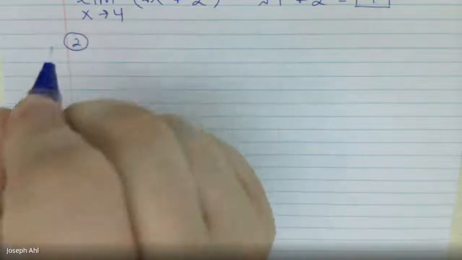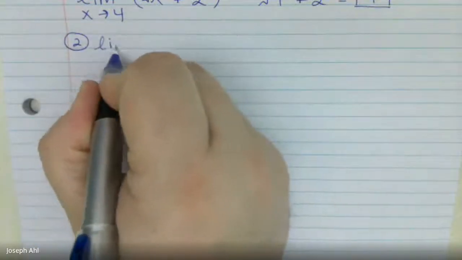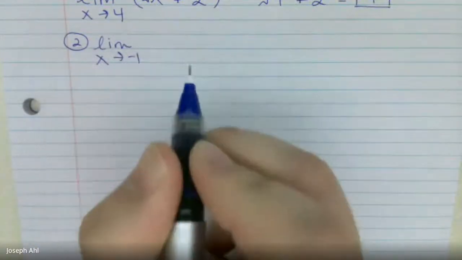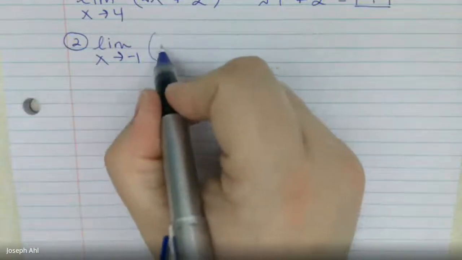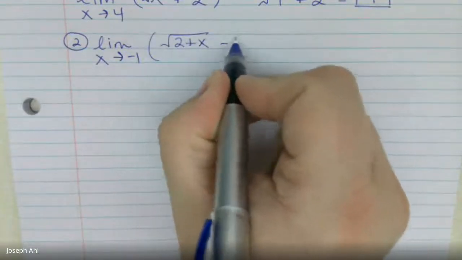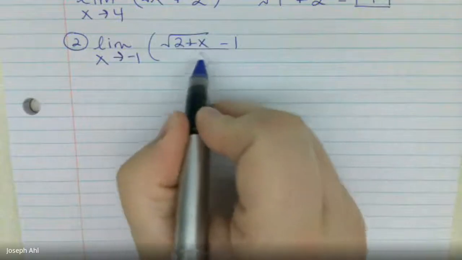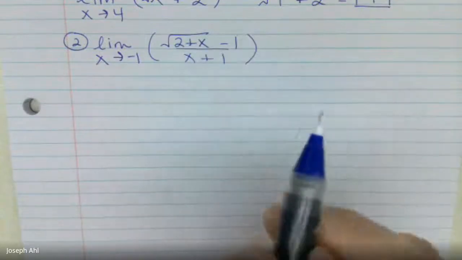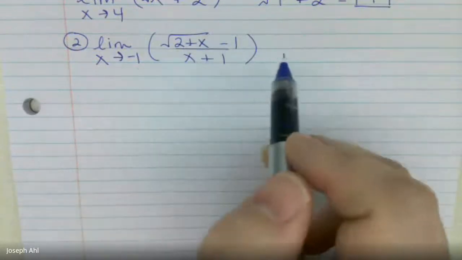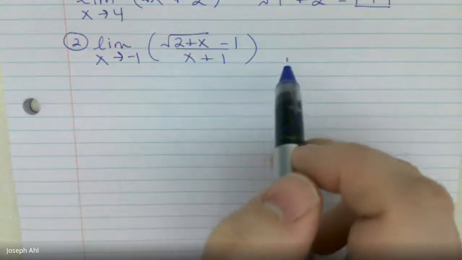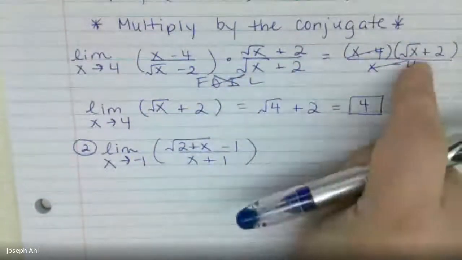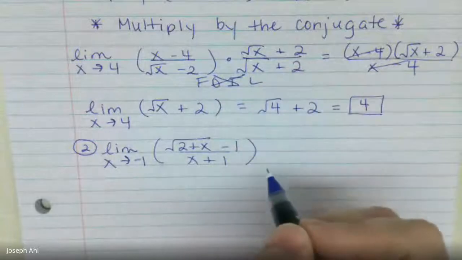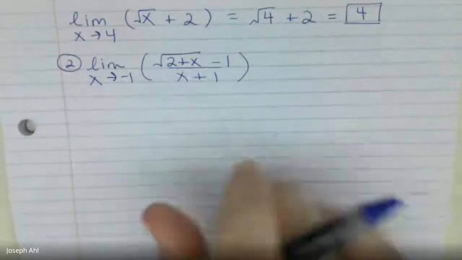So let's try another example where we have the limit as x approaches negative 1 of the square root of 2 plus x minus 1 over x plus 1. The thing is, you do want to check that you're getting 0 over 0 first. You don't want to just start by multiplying by this conjugate idea without seeing if this comes out to be 0 over 0. Well, you can check that in your head.